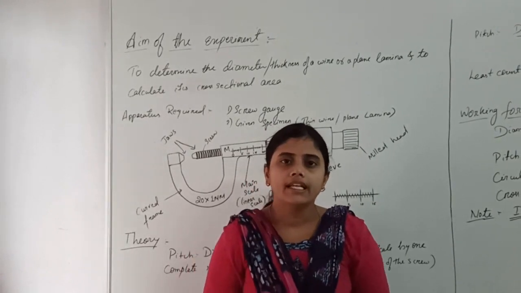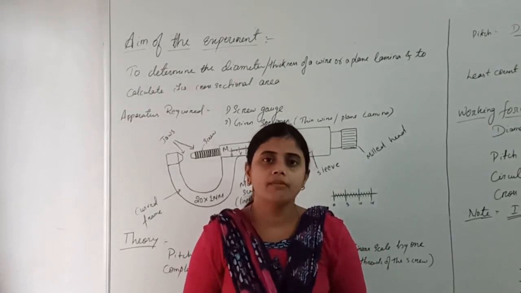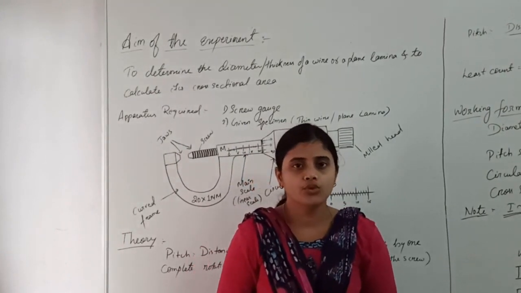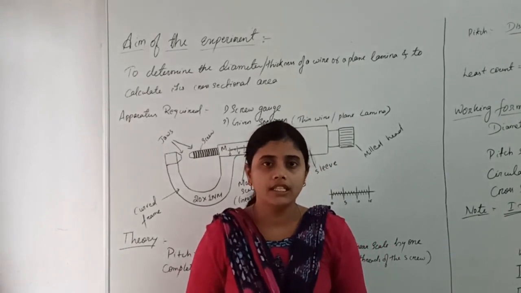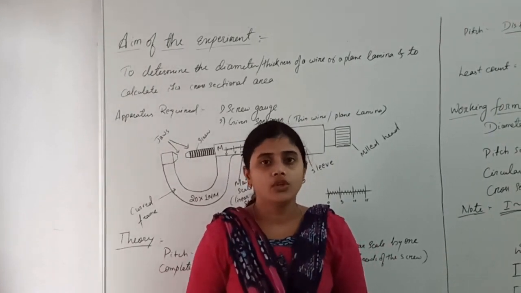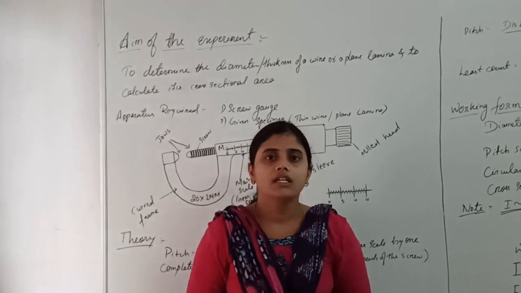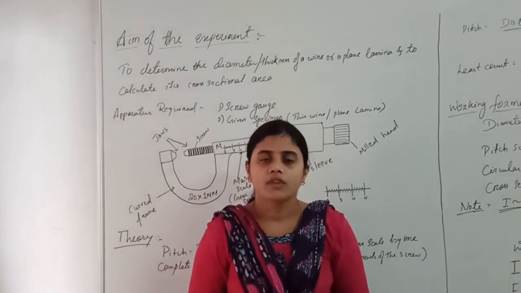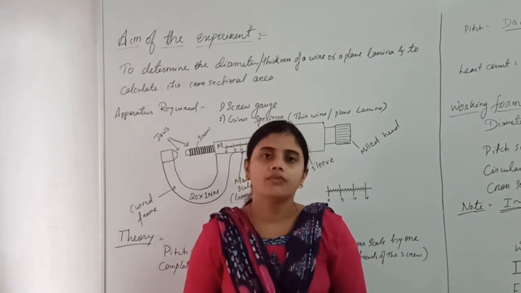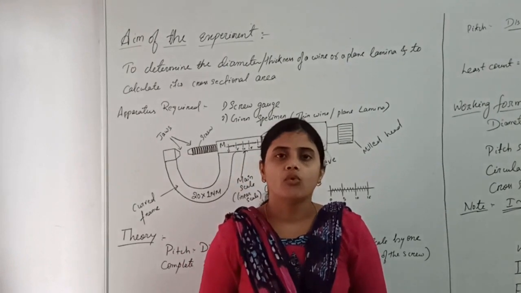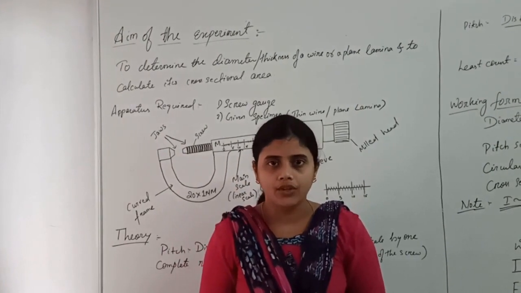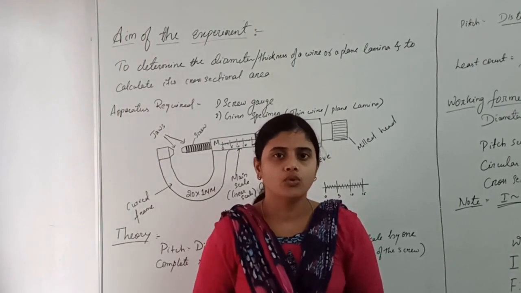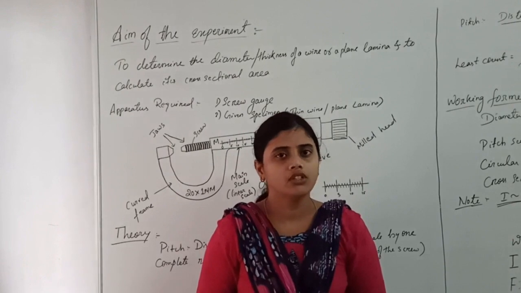caliper. In case of a slide caliper, the minimum measurement we can do was 0.01 centimeter. But in case of a screw gauge, the minimum measurement, that is the least count, is 0.001 centimeter, or depending upon the instrument, it is 0.0005 centimeter. So that means we can measure smaller objects precisely and accurately using this screw gauge, which the vernier caliper cannot do because its least count is 0.01 centimeter.